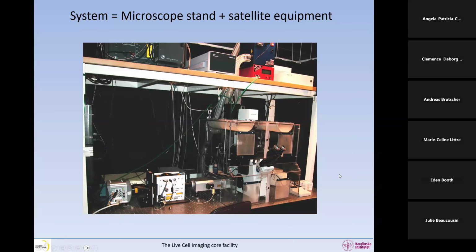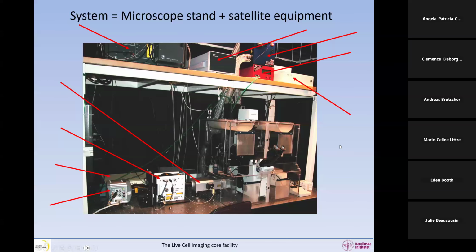So you can see here that we have a big complex system, which is one at our facility. This is the microscope stand, also called the microscope body. This is where we have the stage, where we have the eyepiece and things like this. And then everything else is what I call the satellite equipment. Okay, so that's a lot more.